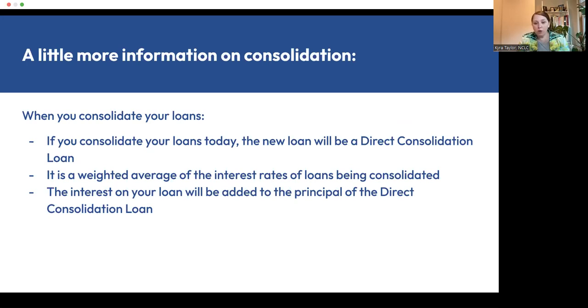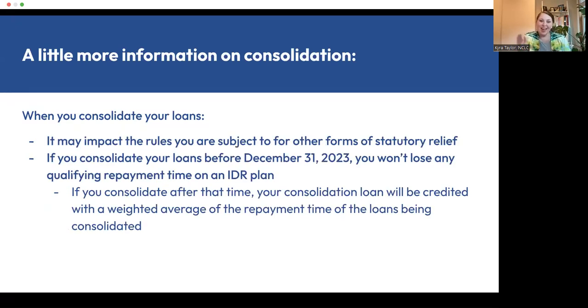Another thing to know if you choose to consolidate your loans is that the new loan will be a direct consolidation loan. You are taking out a new federal loan to pay off those older federal loans. It will still be a federal loan that's entitled to the various benefits that are provided to federal student loans. That new direct consolidation loan will have an interest rate that is a weighted average of the interest rates of the loans being consolidated. In addition, the interest that had accrued on the prior loans will be added to the principal of the new direct loan. So in that way, you might pay a little bit more on that consolidation loan.